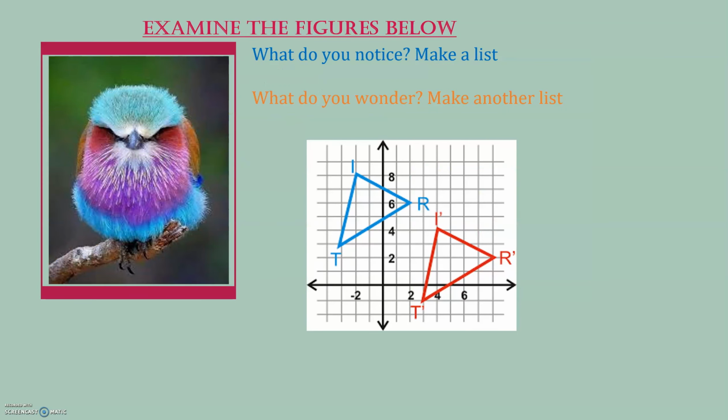So the first graph that you're going to write on your paper is the one that's down here with the I, R, T in blue, and then the I, the R, and the T in red. What I would love for you to do is go ahead and copy that on your paper, pause the video, take as much time as you need, and you're going to create 2 lists. That first list is all the things that you notice about these 2 shapes. The next list that you're going to write about is all of the things you still wonder. So again, you're making 2 lists. What do you notice? What do you wonder? Pause the video.